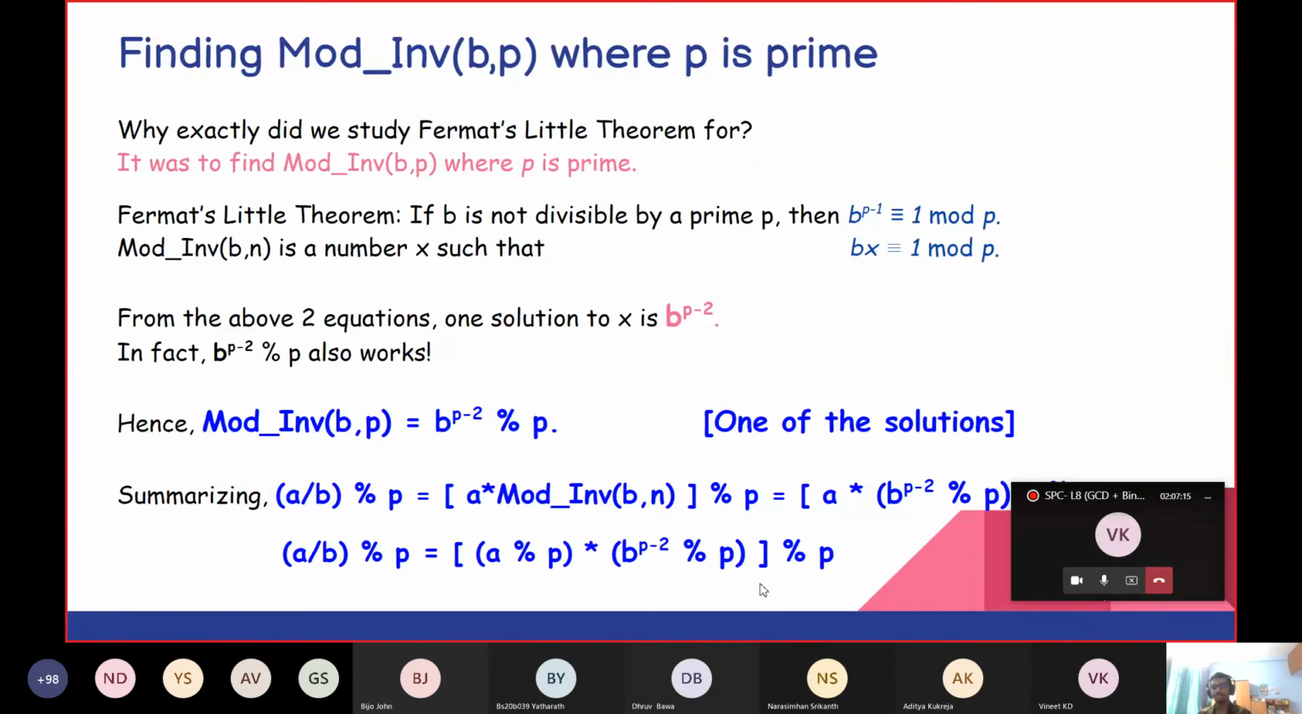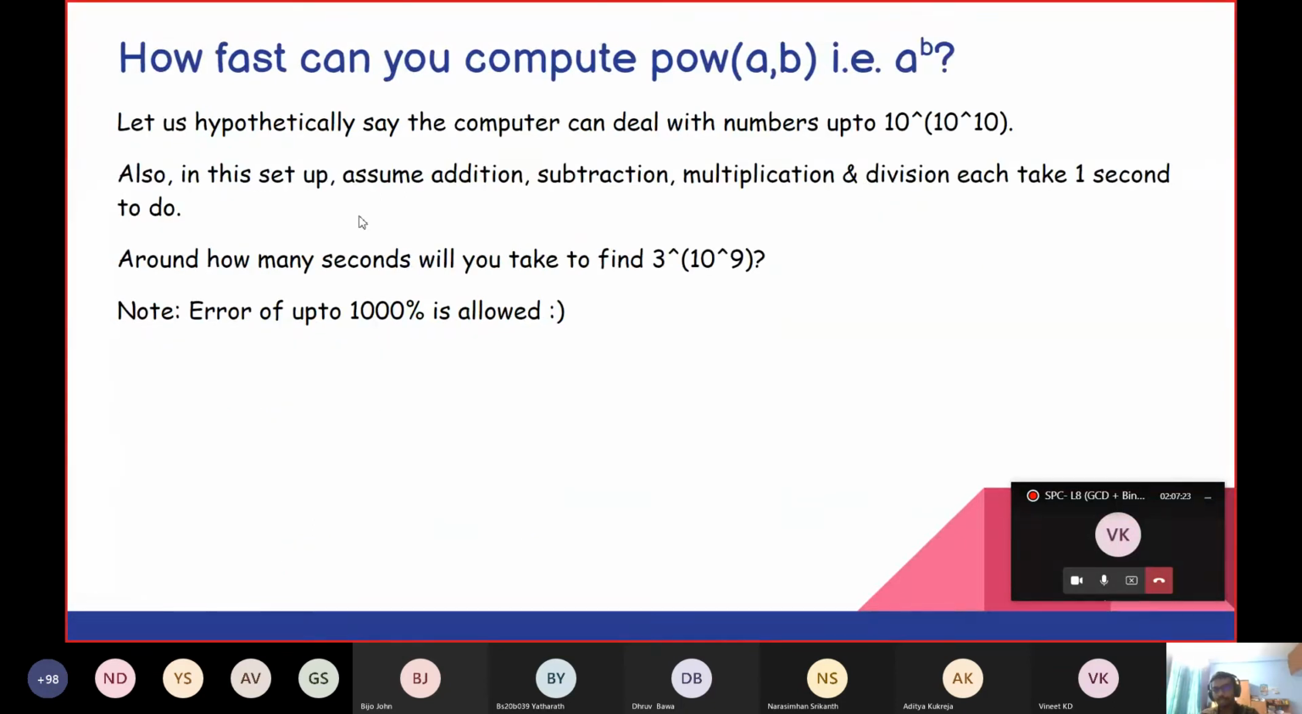I'll go to the next slide now. Now let's forget about mod inverse. So far what you learned, keep it in mind. And now let's start with the game. Let us hypothetically say a computer can deal with numbers up to 10 power 10 power 10. Also, in this computer, assume addition, subtraction, multiplication, division, each of them takes 1 second to do. Now, how many seconds do you need, and what code will you write, to find the value of 3 power 10 power 9? Your error can be up to plus minus 1000%, so your answer divided by the correct answer can be in the range of 0.1 to 10. Any of that is accepted.